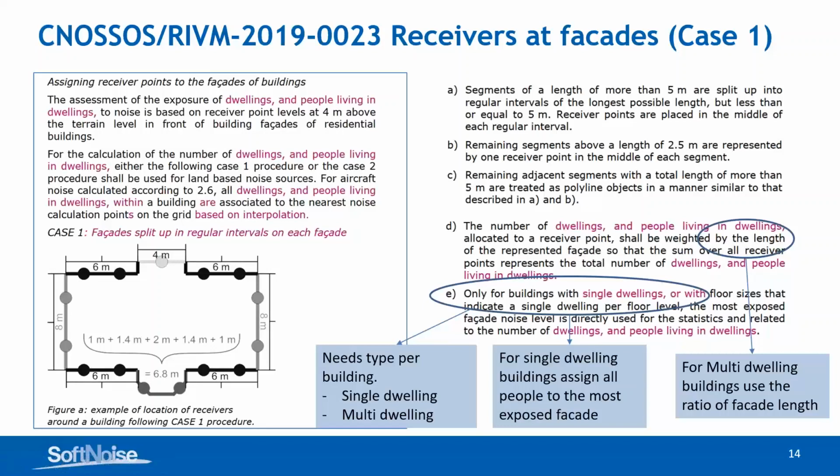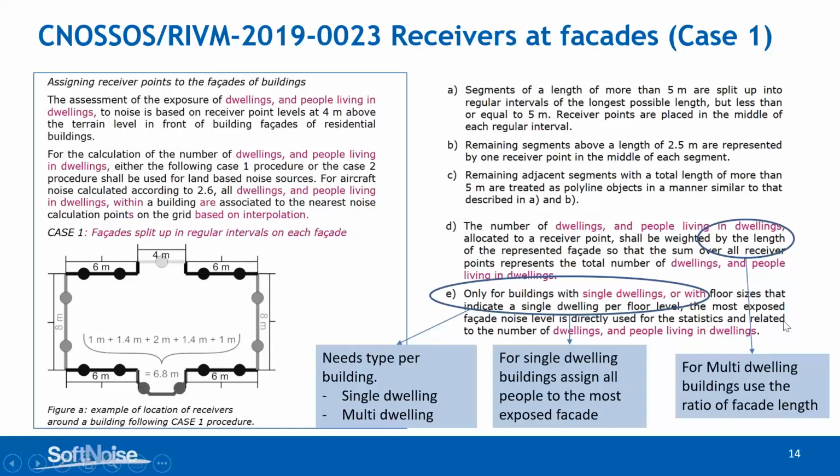That means that we need to know the length of the facade. What it also says is only for buildings with single dwellings, the most exposed facade noise level is directly used for the statistics. So there's a distinction between multi-dwelling and single dwelling. That means that we needed a type per building. We now added this building type where you can distinguish between single dwelling and multi-dwelling. For the single dwelling buildings, we assign all people to the most exposed facade, and for multi-dwelling buildings, you use the ratio of the facade length.